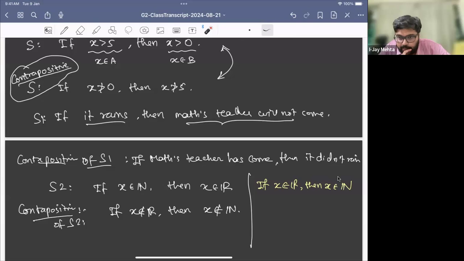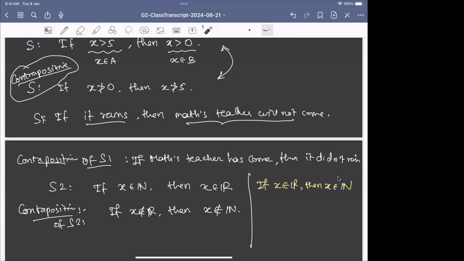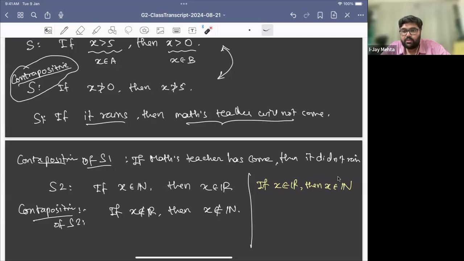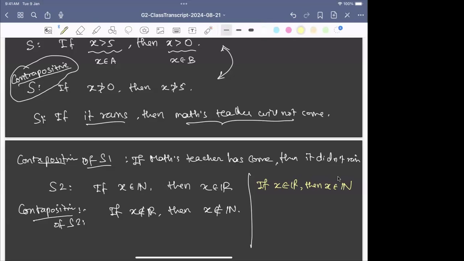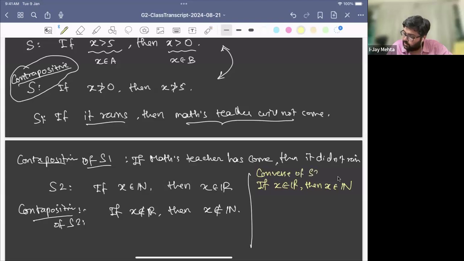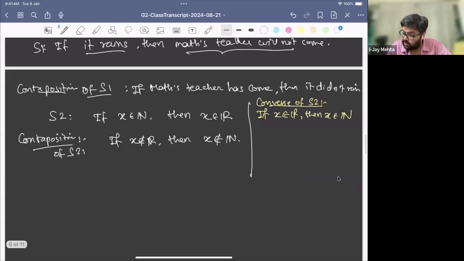Room number 5, Shivam. It is a converse. It's a converse, right? I asked Tanya, same answer? Yes, sir. Okay, good. So this is the converse of S2. The statement is a converse: if x is a real number, then x is a natural number. Naturally, we like to ask a question, right? Whenever we see A is a subset of B, so if x is in A, then we say that x is in B.